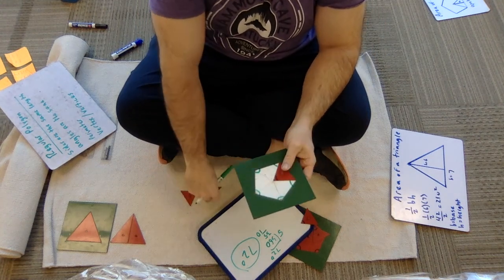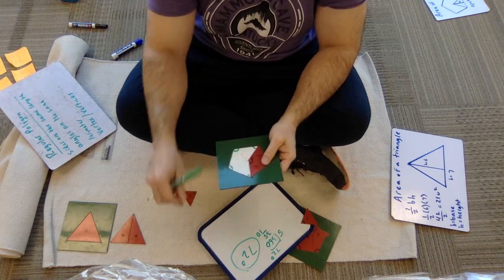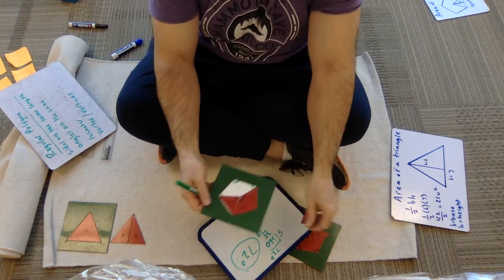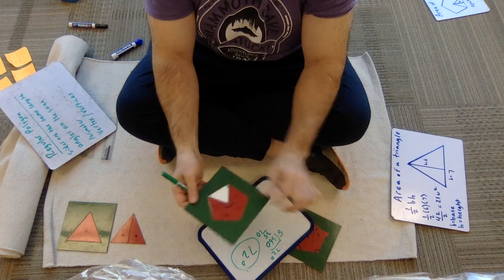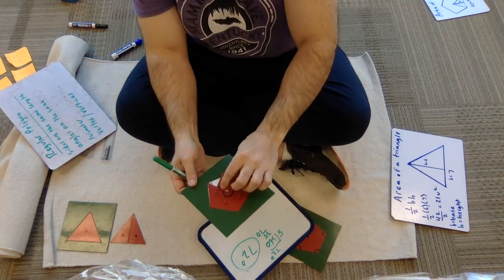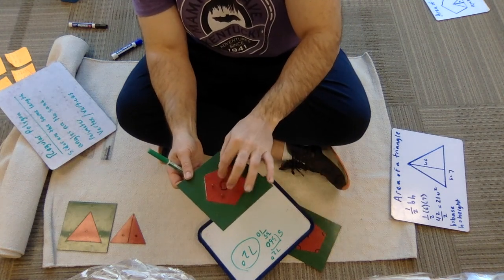It's even more interesting that I'm drawing on the Montessori pieces with the dry erase marker. This is probably some sort of something bad that I'm doing here, but it's all in the name of teaching the children, so I don't care.